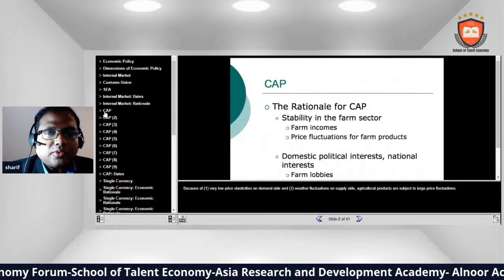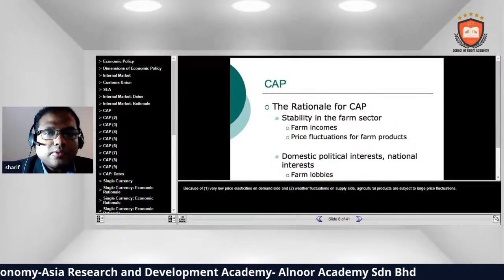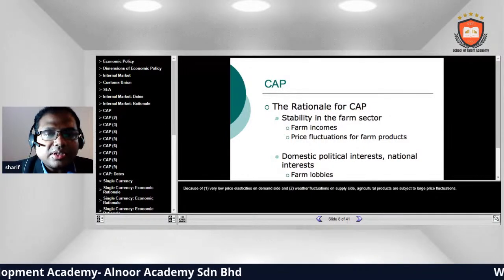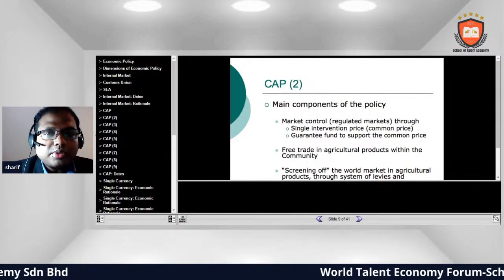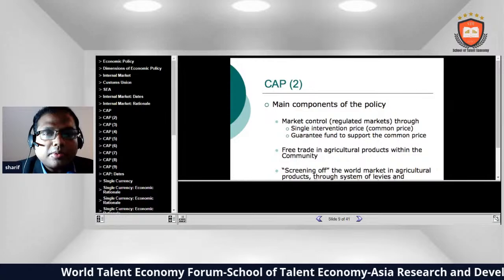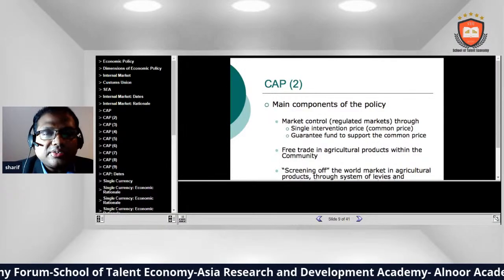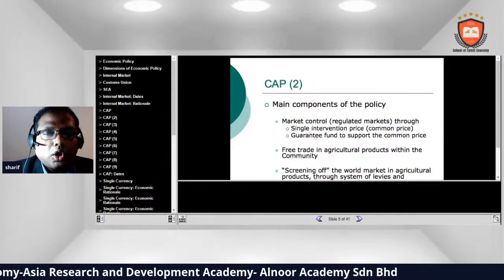CAP 1, rationale for the CAP: stability in the farm sector, farm income, price fluctuation of farm products, domestic political interest, national interest, farm lobbies, and so on. CAP 2, main components of the policy: market control through a single intervention price, a guaranteed fund to support the common price, free trade in agricultural products within the community, and screening of the world market in agricultural products through a system of levies.